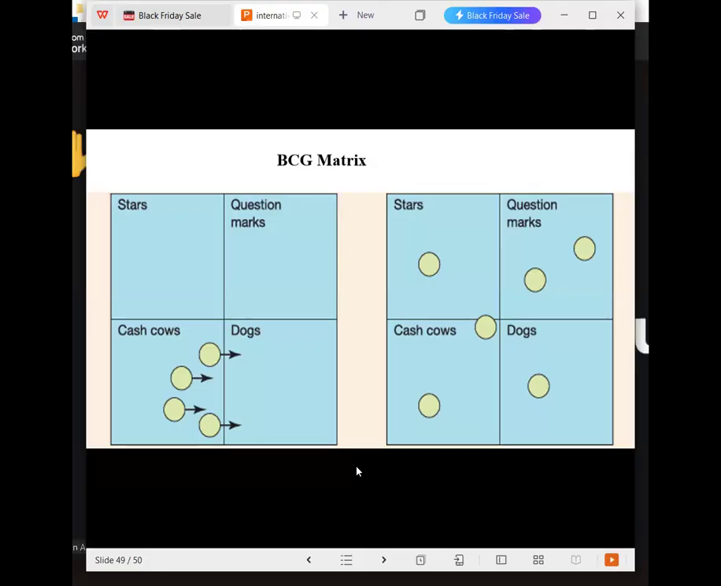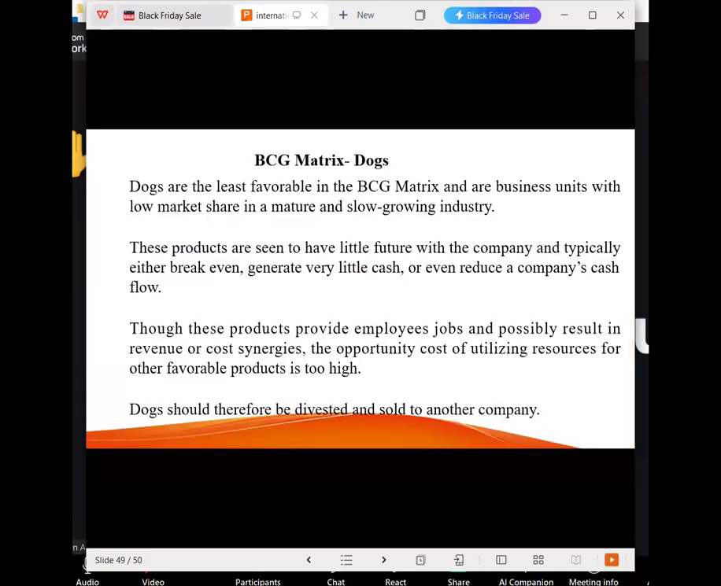While you were explaining the dog, you said that if the opportunity cost of maintaining the dog market is very high, it's better to divest or disinvest, like selling to another company or another market. Now, I want to ask: is it selling to a new market or another market that sells that kind of product too?